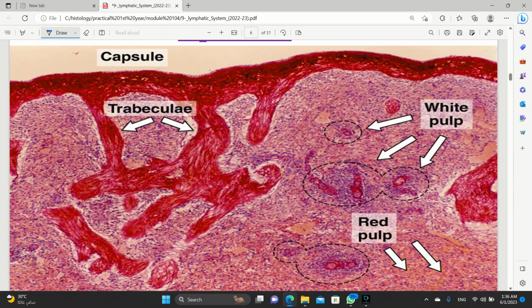we're talking data show here. That's the capsule. It's thickened, right? Why is it thickened? Because it has a lot of collagen fibers. You can see how acidophilic and condensed they are. That's some collagen fibers here. That's trabeculae. They're anastomosing. They're irregular and they're short.